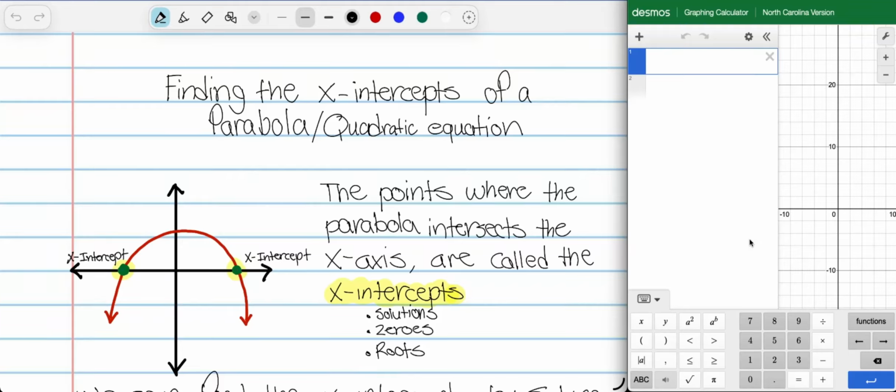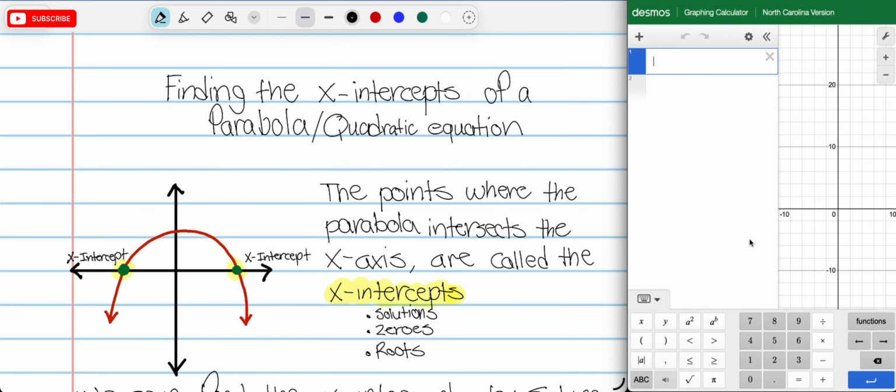All right, class. So in today's lesson, what we're going to focus on is finding the x-intercepts of parabolas, or quadratic equations. The points where the parabola intersects the x-axis are called your x-intercepts. They also have other names like solutions, zeros, and roots.